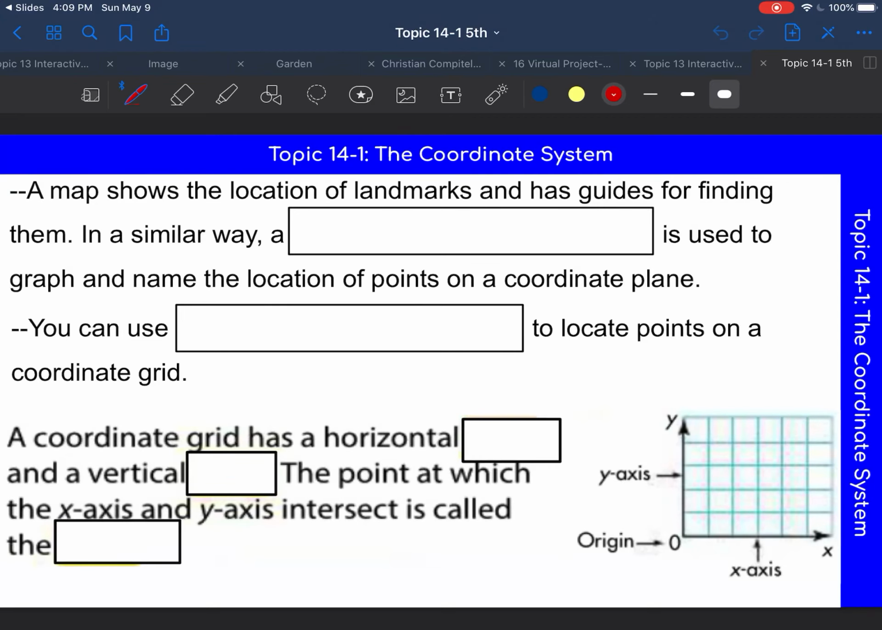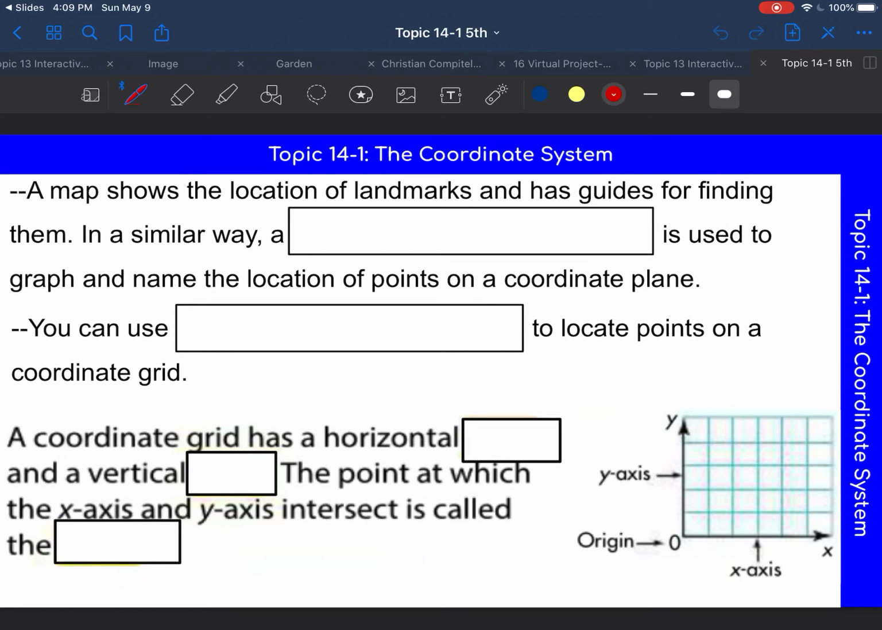Hello, fifth graders. So today we're going to be starting a new topic, and it's all about the coordinate system. Now, I really enjoy this topic because it's fun, and I get to mix a little bit of art and math together, which I always enjoy. So today's topic is topic 14.1, the coordinate system.